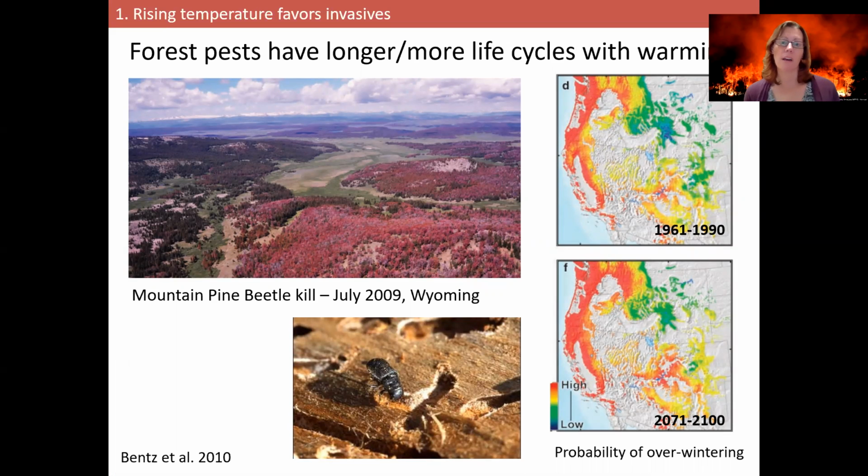So the projections of that, these maps on the right-hand side, are that the severity of these pine outbreaks are likely to become increasingly severe, and those pine beetles are likely to have more life cycles and potentially even overwinter, which allows them to basically get started immediately as soon as it's warm enough, because they don't have to grow from an egg. They're already an adult.